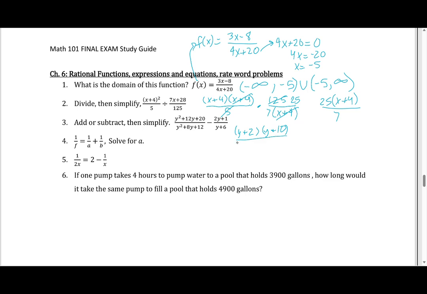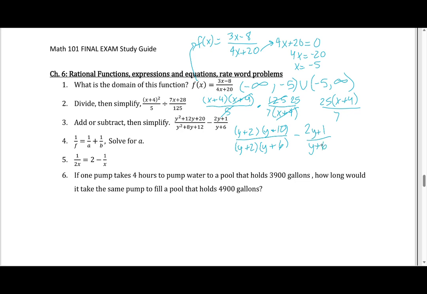Now my denominator, another fast trinomial. I just need to multiply to be 12 and add to be 8. So that's going to be plus 2 and plus 6. Minus 2y plus 1 over y plus 6.